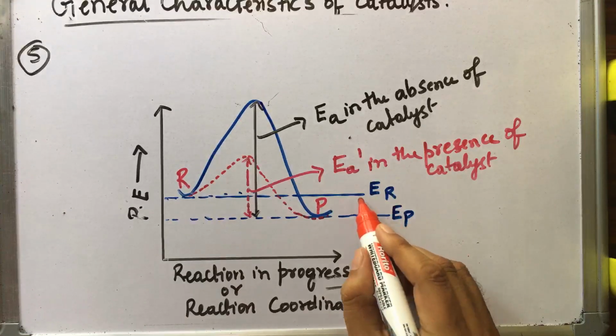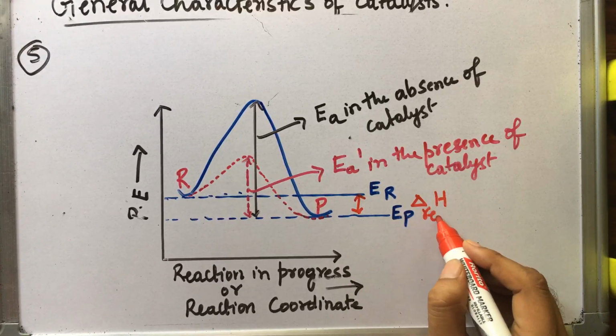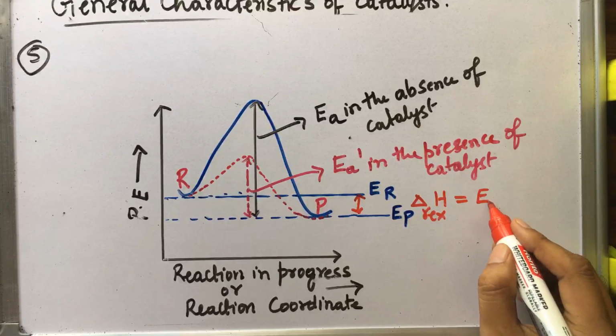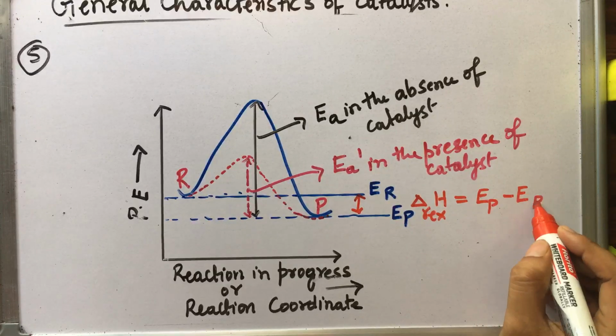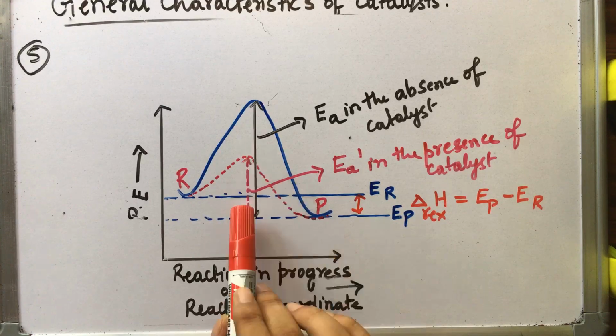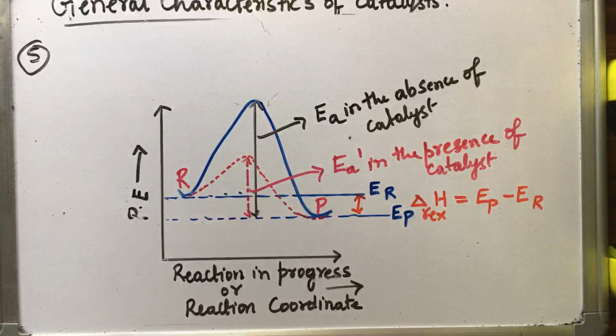So this is called delta H of the reaction. Delta H of the reaction is equal to energy of the product minus energy of the reactant. Correct? Now you can see whether the reaction is happening in the presence of catalyst or in the absence of catalyst, whether this delta H of the reaction changes. No. Whether it is catalyzed or uncatalyzed, it is not going to change the enthalpy of the reaction. So that is the one that we need to highlight here.